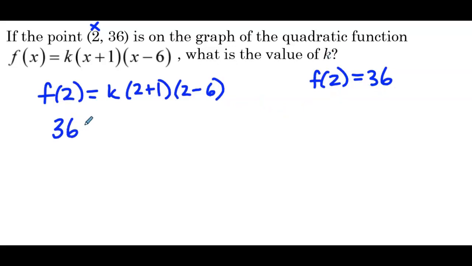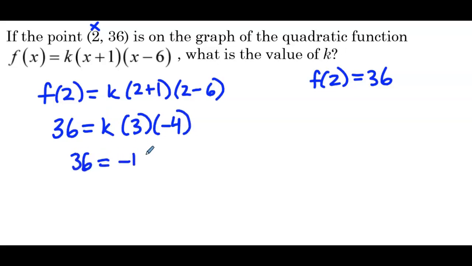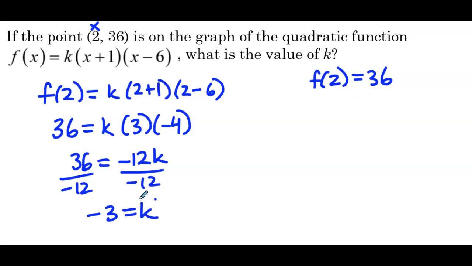So I can substitute 36 in. So we have k times 3 times -4. So we have 36 equals -12k. And we can divide both sides by -12. And we're going to get -3 equals k. So they gave us a function in factored form. They gave us a point on the curve. And we could use that point to find the unknown value, which in this case was that coefficient of -3.